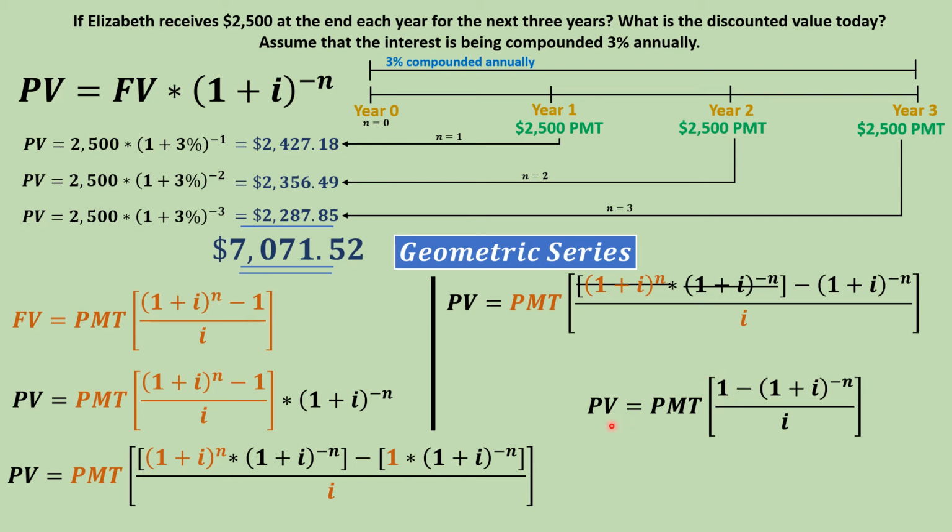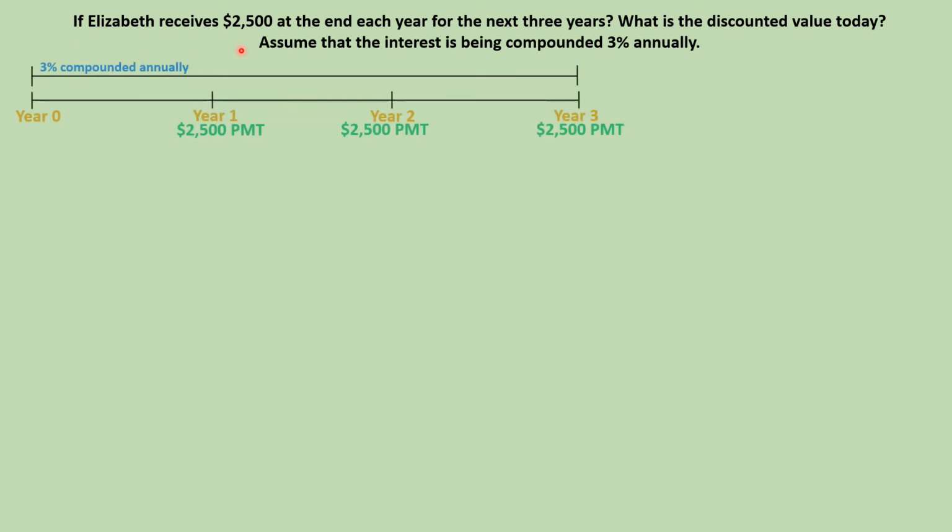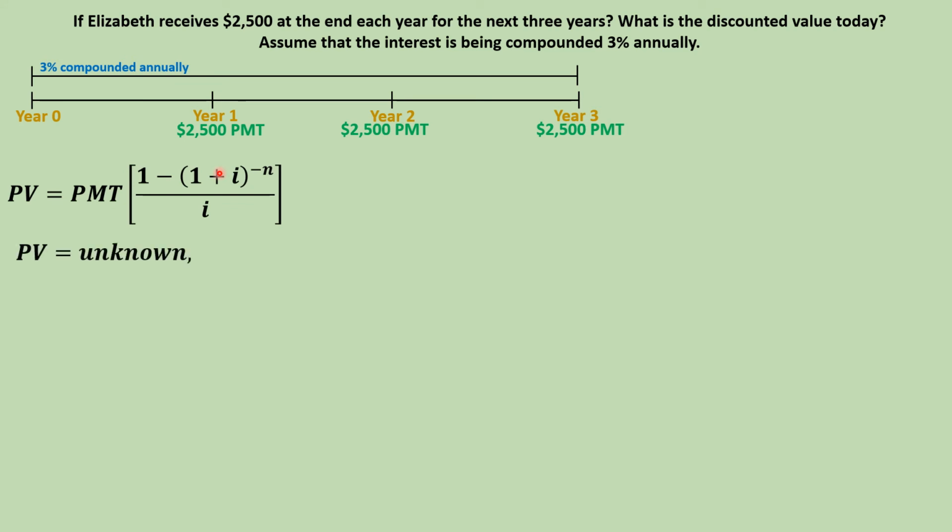Now, let's see if we can use this present value of annuity formula and solve for this question here. Again, it's the same question. We have a timeline from year 0 to year 3, with payments of 2,500, 2,500, 2,500, at 3% compounded annually. Now, we're going to use the formula. What we're solving for is our present value, which we don't know yet. We know that she's going to receive $2,500 at the end of each year. That's your payment, the payment she's receiving year after year.